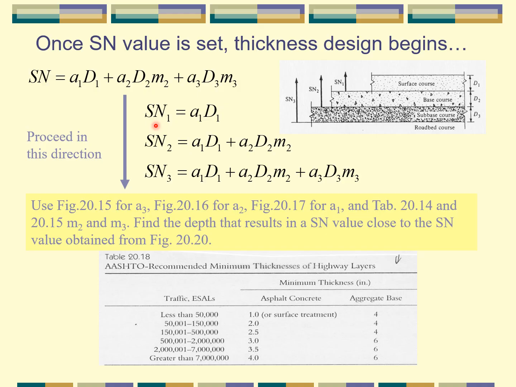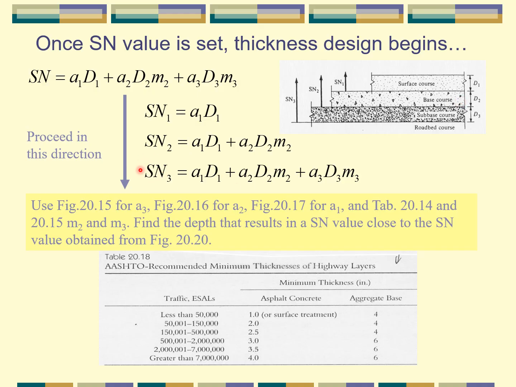The structural number that we obtained from the nomograph, we will put that value over here. Along with A1, you can calculate D1, and D1 is the thickness of the surface course. Then just plug in the value of the SN2 that we determined from the nomograph on the previous slide. Put A1 and the D1 that you have determined from this equation over here, along with A2 and M2 value. You will be able to get D2, and this D2 is the thickness of the base course.